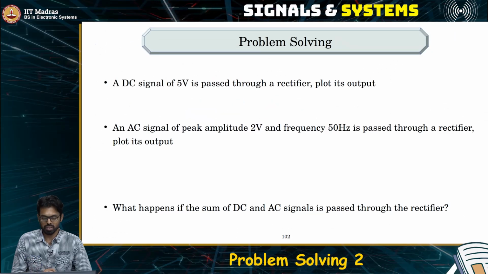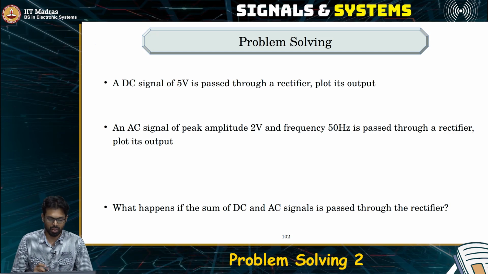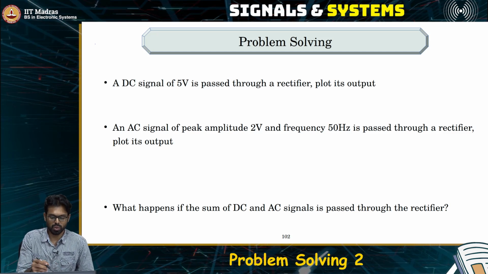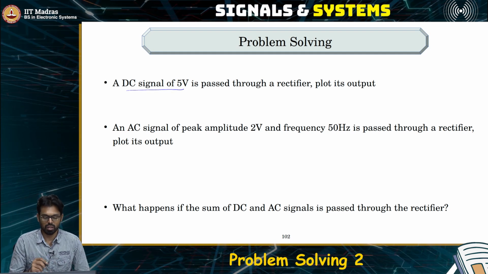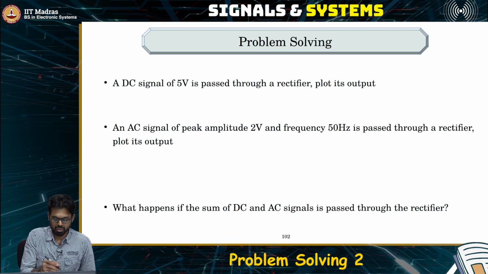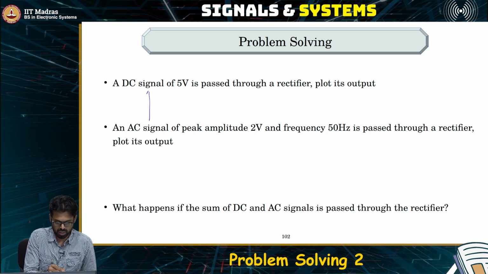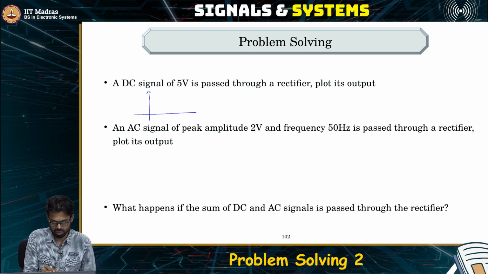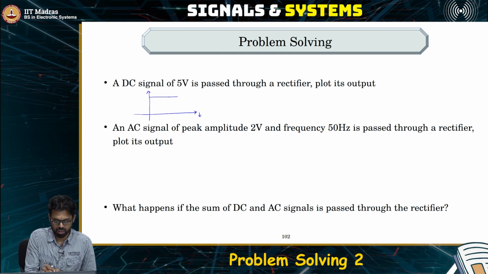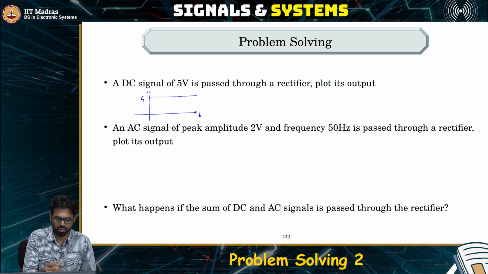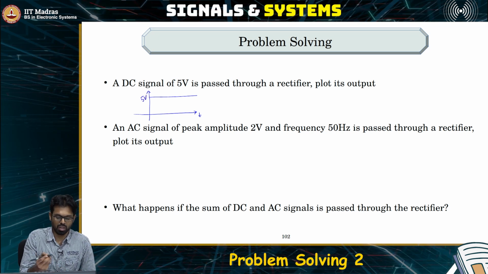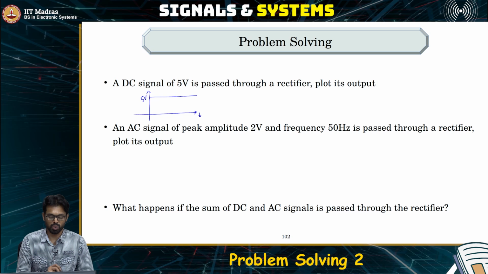So in this problem we will see some plotting exercise. First, what is given to us is a DC signal of 5 volts, and how will it look when we plot it? A DC signal is basically nothing but a straight line. So this is time. The DC signal is just a step function with magnitude 5 volts. So this is the signal that is given to us.